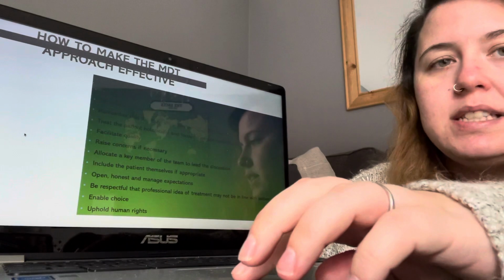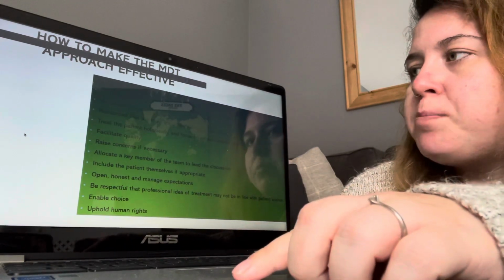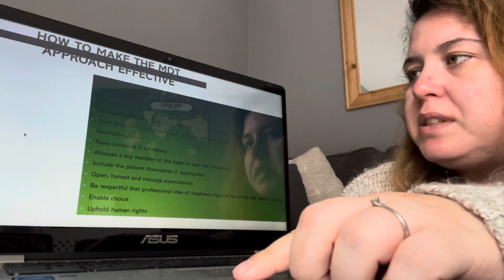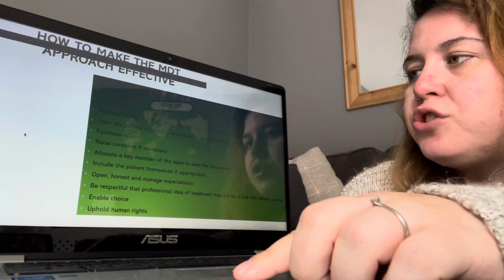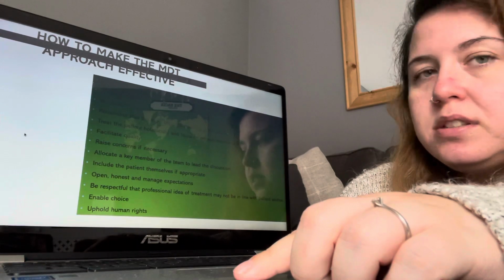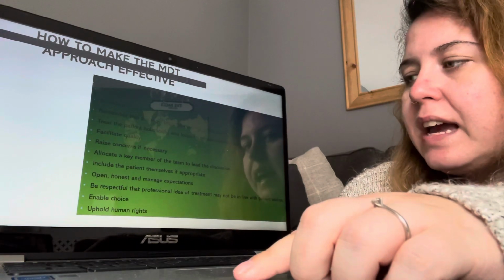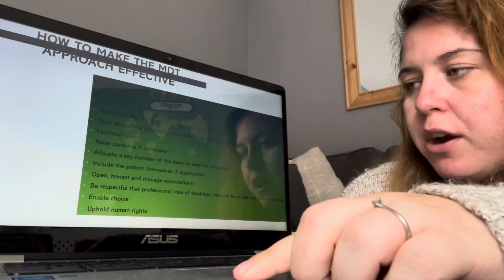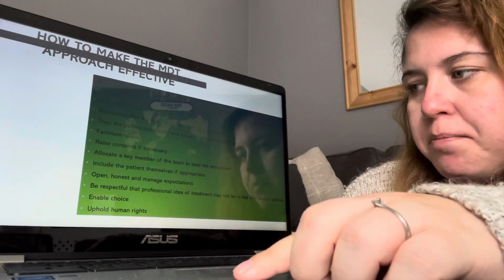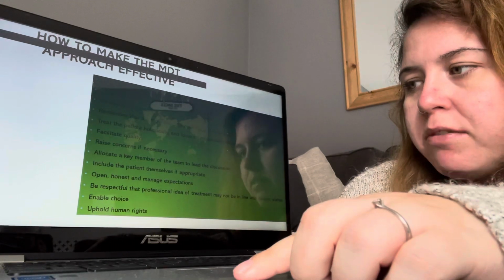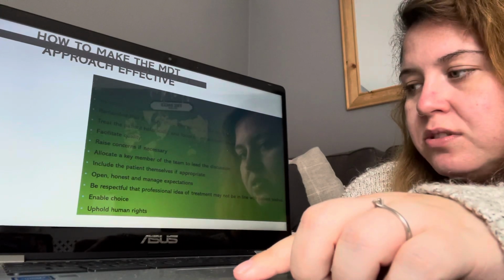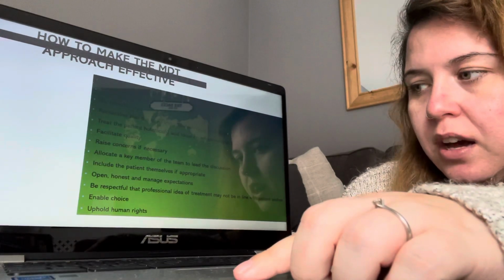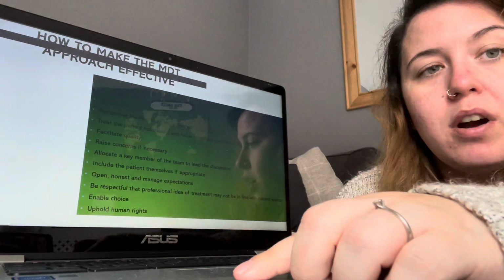How to make the MDT approach effective. Be respectful of other roles and disciplines within the team, be respectful of skill set and expertise, be collaborative, treat the patient holistically and focus on person-centred care. Allocate a key member of the team to lead the discussion, include the patient themselves if appropriate, be open, honest and manage expectations, be respectful that professionals' idea of treatment may not be in line with the patient's wishes, enable choice and uphold human rights.